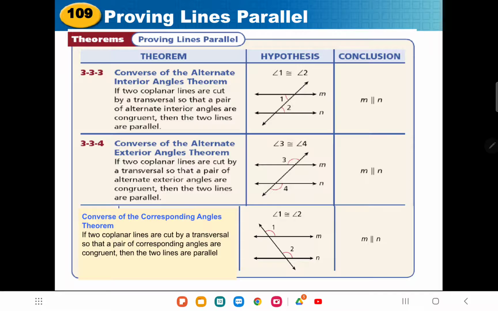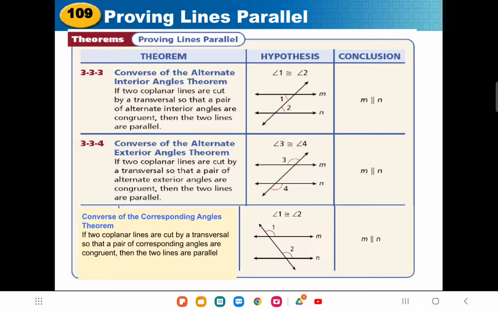We have some converses of our other theorems here. The converse of the alternate interior angles theorem can be used to prove two lines parallel. We can use the converse of the alternate exterior angles theorem to prove two lines parallel. And we can use the converse of the corresponding angles theorem.